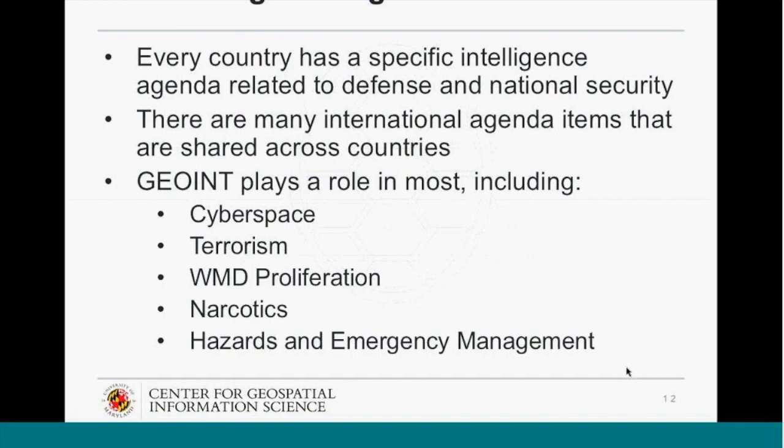So GEOINT plays a role in a lot of these international agenda items. Cyberspace is a big one. Terrorism, obviously, is a big deal. Weapons of mass destruction, proliferation, narcotics, and then hazards and emergency management as well. One of those really international problems that most countries are trying to solve in some capacity or another.